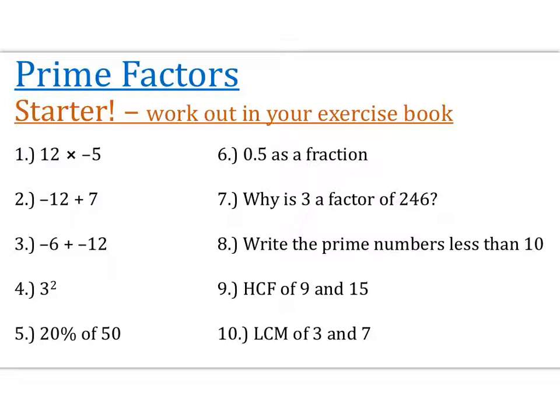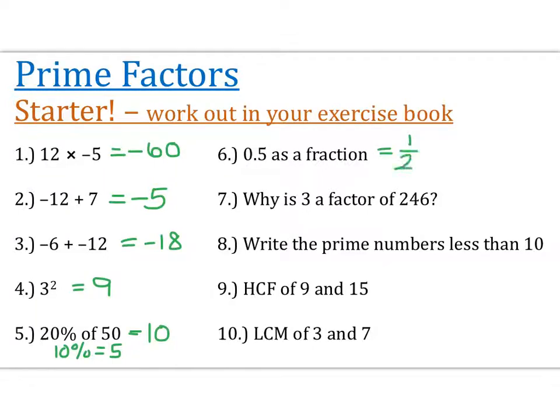All right, so some answers. 12 times minus 5 is negative 60. Negative 12 plus 7 is negative 5. Negative 6 plus negative 12 is negative 18. 3 squared is 3 times 3, which is 9. 20% of 50: 10% is 5, and then I can double that, so the answer must be 10. 0.5 as a fraction is 1/2.